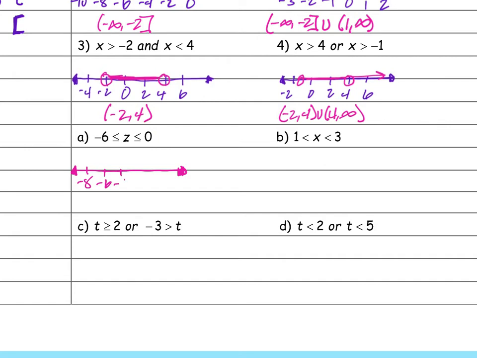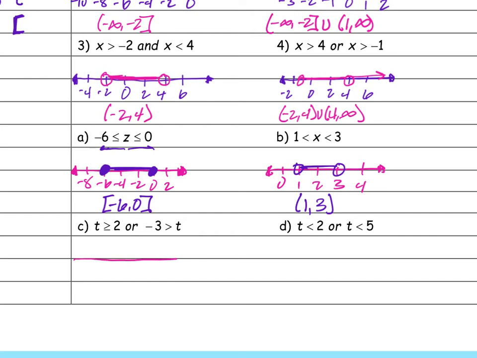-8, -6, -4, -2, 0, 2. So a solid dot on -6, a solid dot on 0. X is greater than -6 and less than 0, which means it's between here. So my interval notation for my domain would be -6 to 0, brackets. Okay, and then for B, let's see. 0, 1, 2, 3, 4. And then we've got open at 1 and open at 3. X is greater than 1 and less than 3. So again, it's between here. So my domain would be 1 to 3.